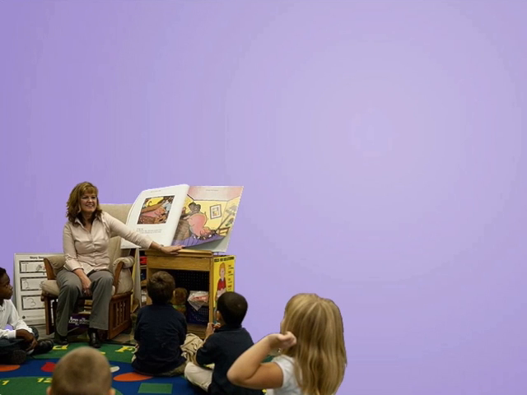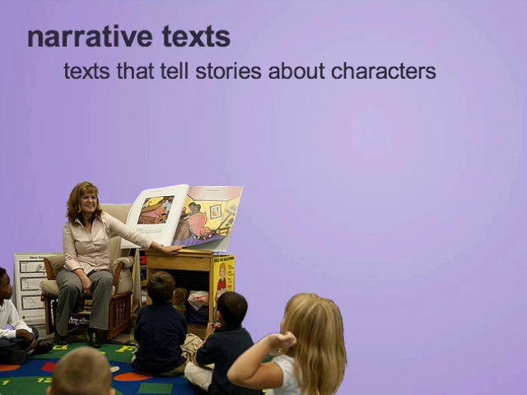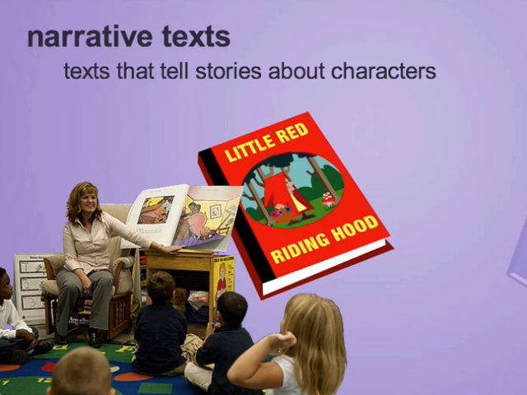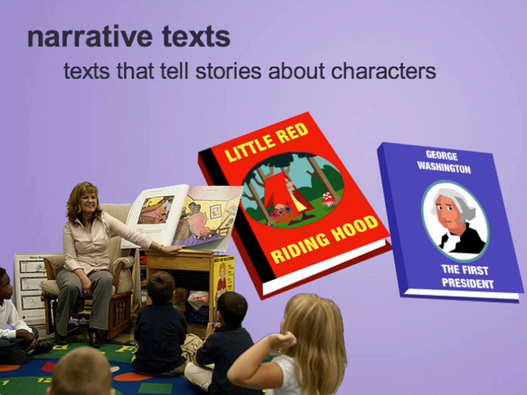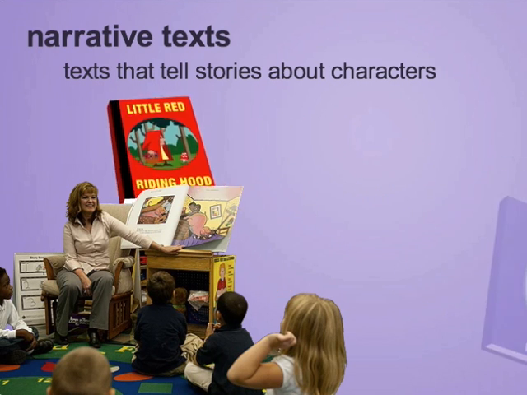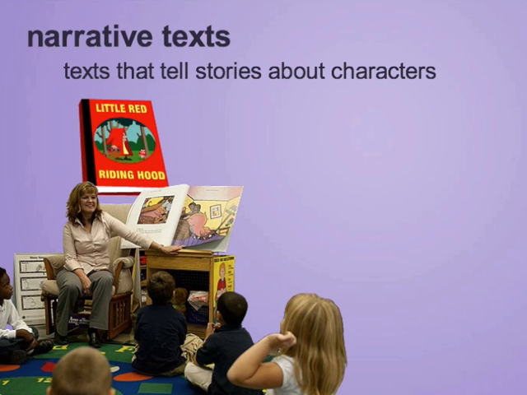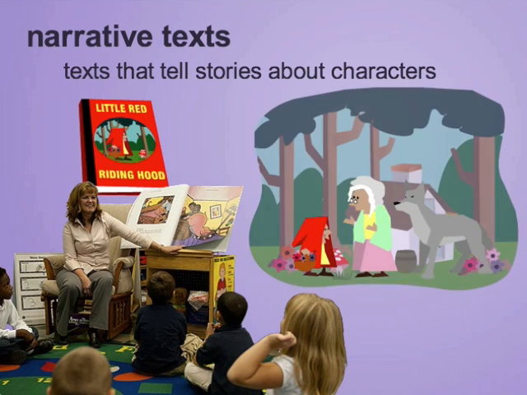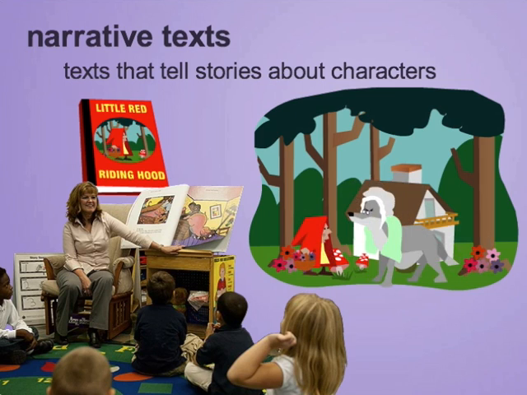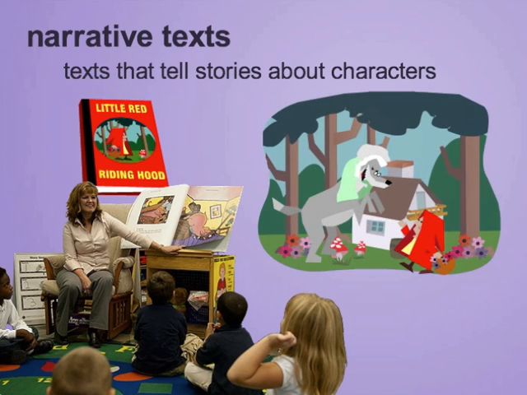Let's look first at introducing children to narrative texts, which can be described as texts that tell stories about characters. This covers a wide range from folk tales to biographies. Students can learn how to identify and understand the 5 main elements of structure in narrative text: characters, setting, problem, plot, and resolution.